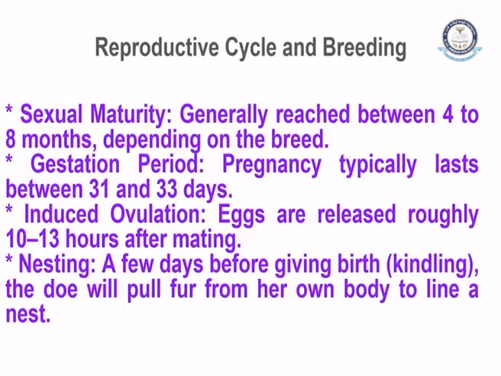So, knowing about the reproductive cycle and breeding of the female reproductive system, we have the sexual maturity, which is between 4 to 8 months, and it also depends upon the breed. By 8 months, there is sexual maturity in the females. Gestation period, or the pregnancy period, lasts between 31 to 33 days. So, by a month, more than a month, this is the pregnancy period or the gestation period.